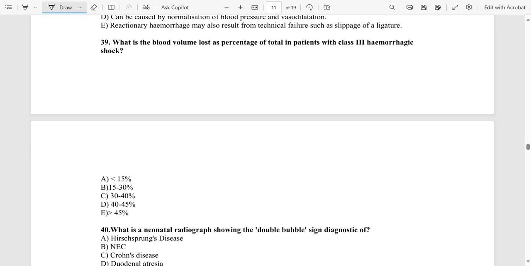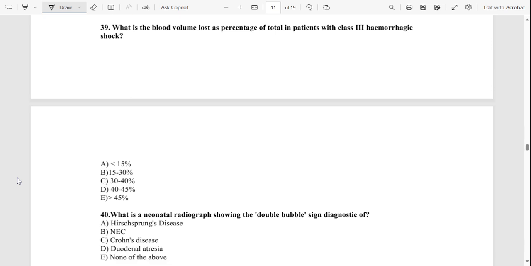Okay, so that is the classification of shock. This question is saying, in class 3 to be specific, the percentage of blood that is going to be lost. We said you have less than 15, 15 to 30, 30 to 40, and then more than 40. So this one is 30 to 40 because it's class 3. 15 to 30 is class 2, less than 15 is class 1, and more than 40 is class 4.